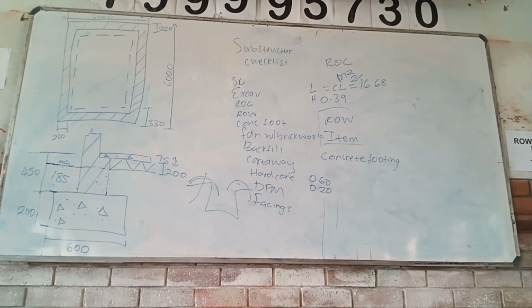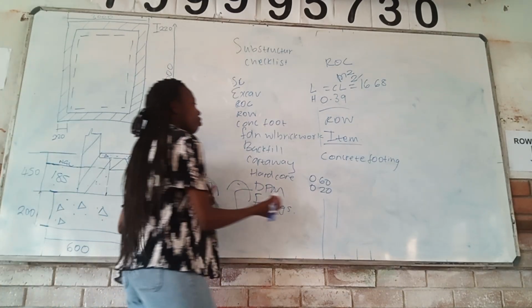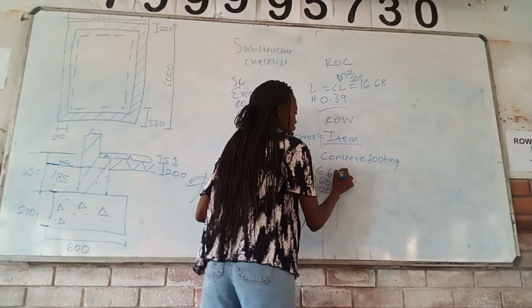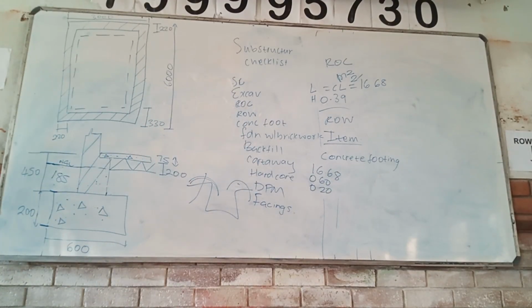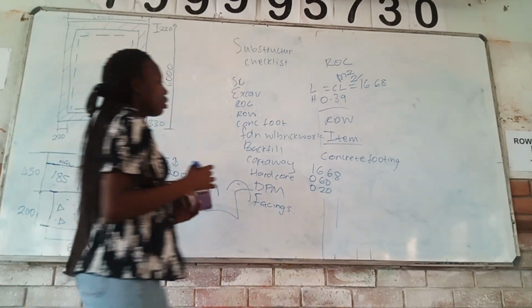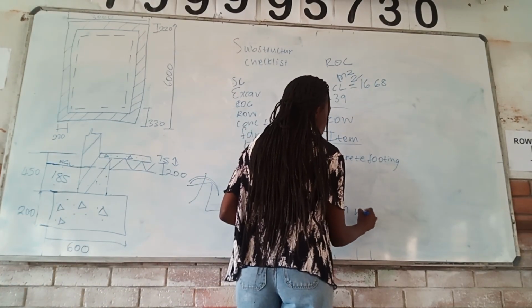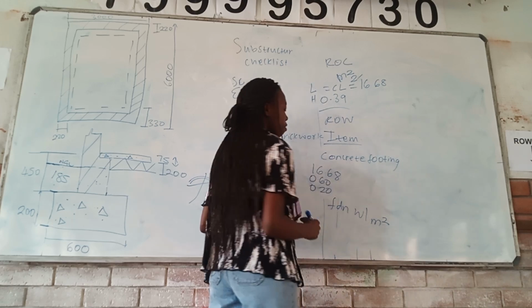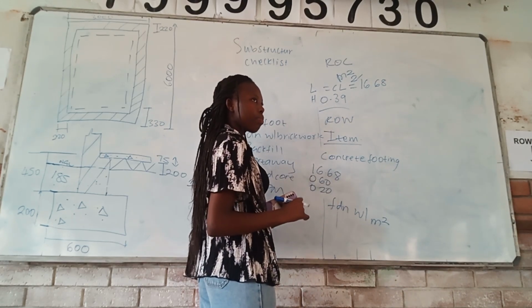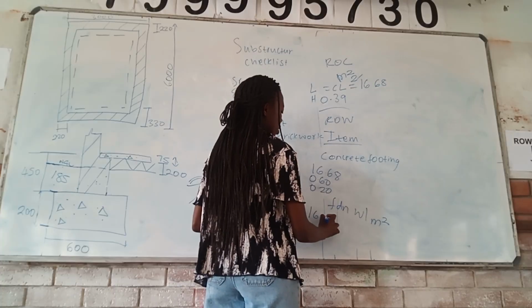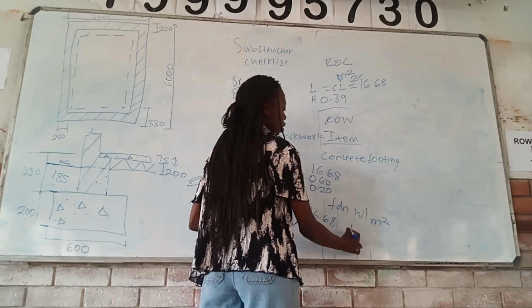Length of concrete footing is the center line again. So far on substructure, the things that use the center line are excavation, risk of collapse, and concrete footing again. So the concrete footing is 16,68. Okay. After concrete footing, what is after concrete footing? Foundation wall. It's square meter again. Foundation wall, which is square meter. Does the foundation wall also use center line? So it's 16,68. And then what is the height of our foundation wall?